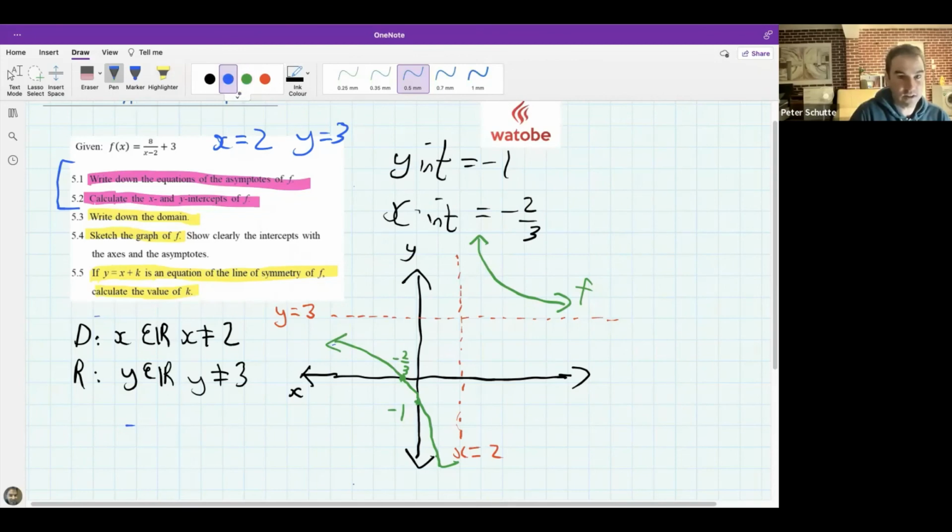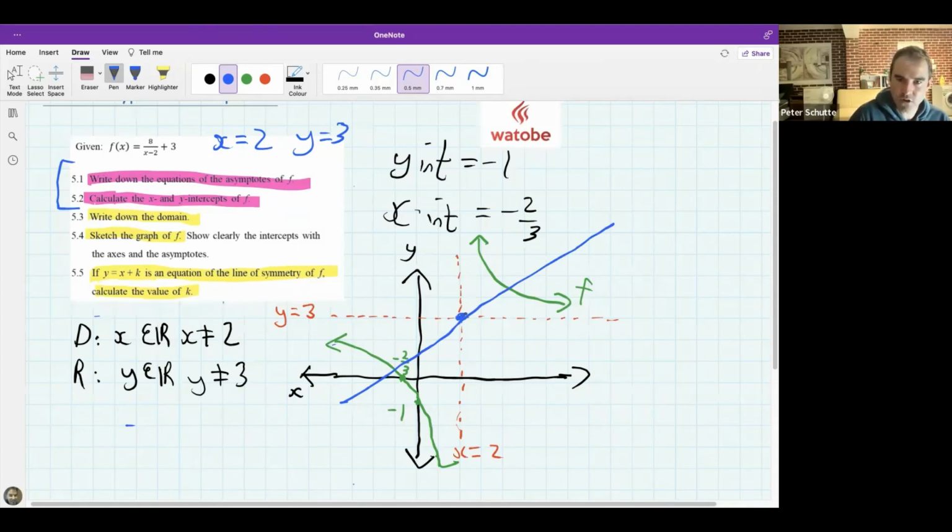Now the last step is to go, can you find the equation if y equals x plus k is an equation of the line of symmetry? So that's going to be the positive line of symmetry. It's going to be that one over there, which cuts it in half. You have to find out the value of k.